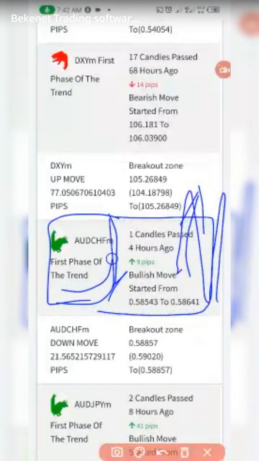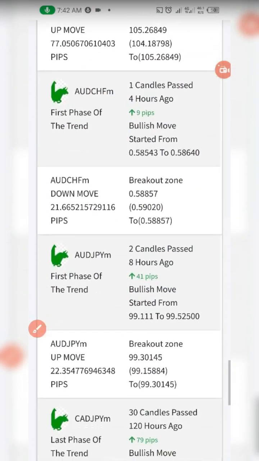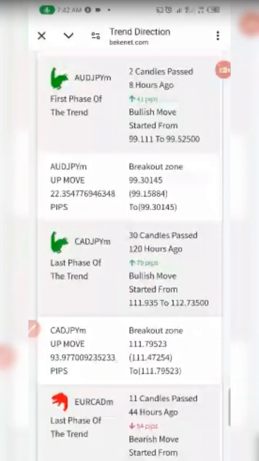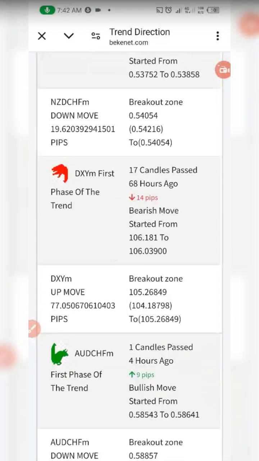As you can see, this is the first phase, first candle, 4 hours time frame. The number of pips he has done is 9 pips. I did not trade it because it's not volatile. I don't like it, but there are some other persons who would love to take it. So I only posted the ones that can actually give us money, sharp, and all that.